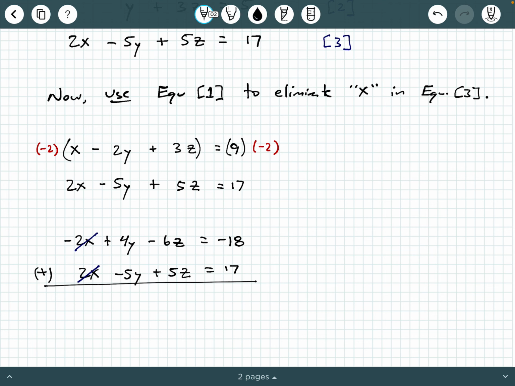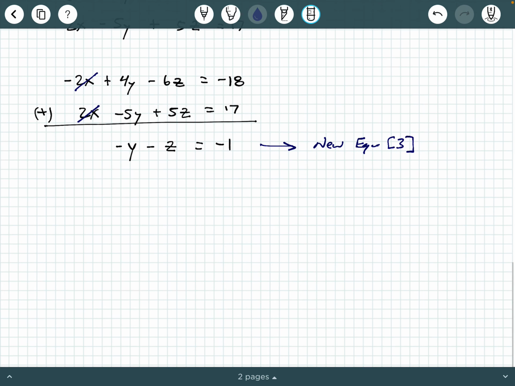And what are we left with? Well, we're left with negative y, sorry, minus z equals -1. Okay, and this becomes the new equation 3. So what have we done? We've used equation 1 now to modify equation 3 somehow. Okay, so what is our system going to look like at this point?